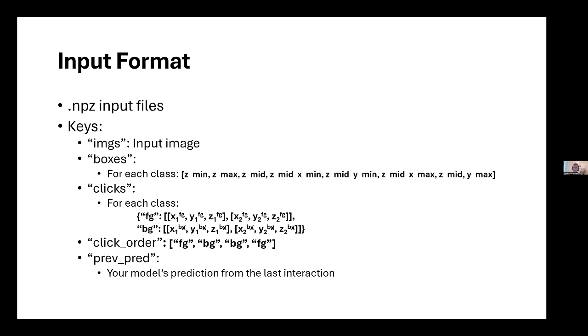And these are just a list of 3D coordinates which represent the clicks. And we also provide an additional input as a click order. So we kept this throughout the last month. But we also have this click order to help you establish how the clicks were actually ordered in the image. And we also give the previous prediction, which your model has produced in the previous iteration, to make it possible to inform your model and make consistent improvements.